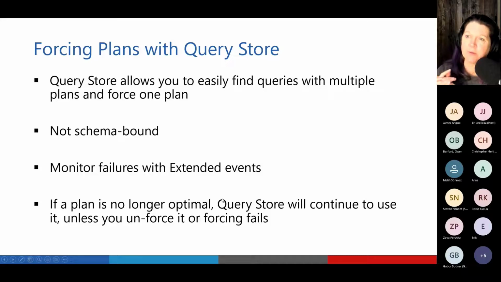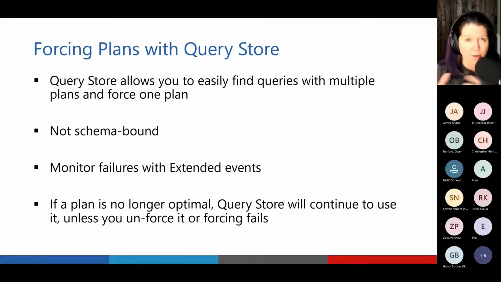So here's the thing about forcing. You can find queries with multiple plans and force one of them. It is not schema bound, which means that if you make some kind of a change and it can't force your plan, then forcing will fail, but your query will still run. It will still go through normal compilation and optimization. I do recommend that you use extended events to monitor your plan forcing. And understand that if you forced a plan and it is no longer likely the best plan, QueryStore is going to continue to use it.